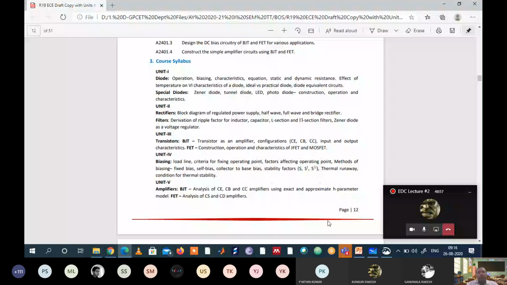After that, in the fourth unit, we'll be learning about biasing: how to fix an operating point, what an operating point is, and what a load line is, and the methods of biasing. It may be fixed bias, self bias, or collector to base bias. Which is the best biasing technique? All these biasing techniques we'll be learning. What is biasing for, what is thermal runaway, and what is the condition for thermal stability?